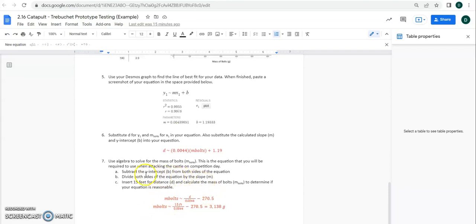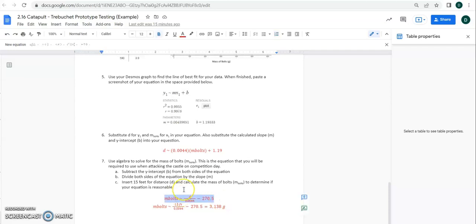So you're going to have to first subtract the y-intercept from each side. So I subtracted 1.19 from both sides, and then divide both sides by the slope. So in my case, 0.0044 to get this equation here.